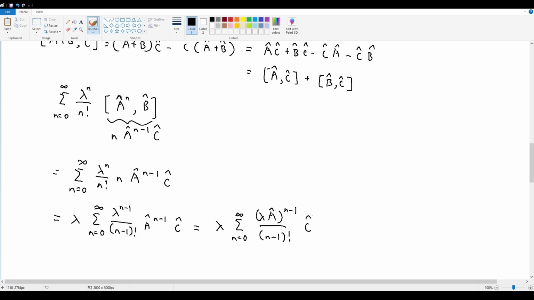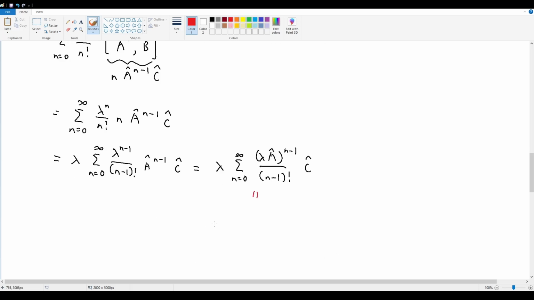And then I have a c hat at top. And now I'm almost there, right? The only issue now is my index, because my index here is still n equals 0, and here I have powers of n minus 1. So the only way for this to turn into a nice exponential is that I have to somehow make it so that this thing equals a summation n equals 1 to infinity of lambda a hat to the n minus 1 over n minus 1 factorial, right?